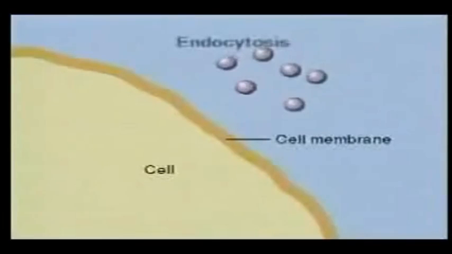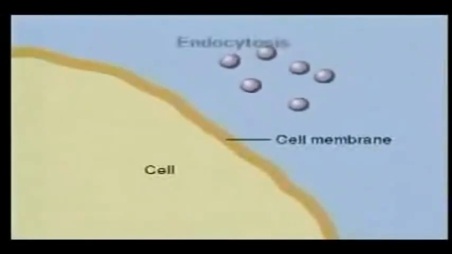Endocytosis is a process by which cells ingest macromolecules. It comes from the Greek words endon, which means within, kytos, which means cell, and osis, which means process. This is the process where a substance that cannot pass through a cell membrane is brought inside the cell. Let me show you how endocytosis works inside the cell membrane.